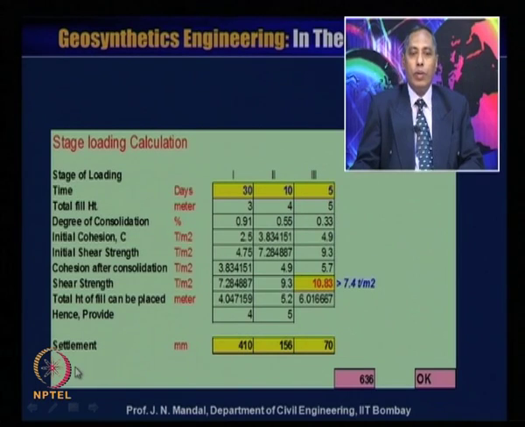We have also calculated the settlement: in the first stage 410 millimeter, in the second stage 156 millimeter, and in the third stage 70 millimeter. So, you can add, and you have a total settlement of about 636 millimeter.